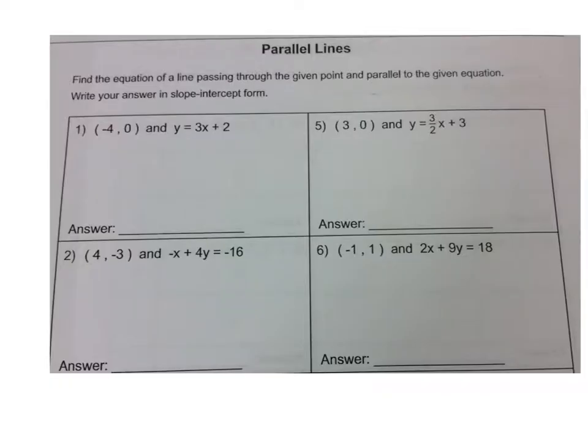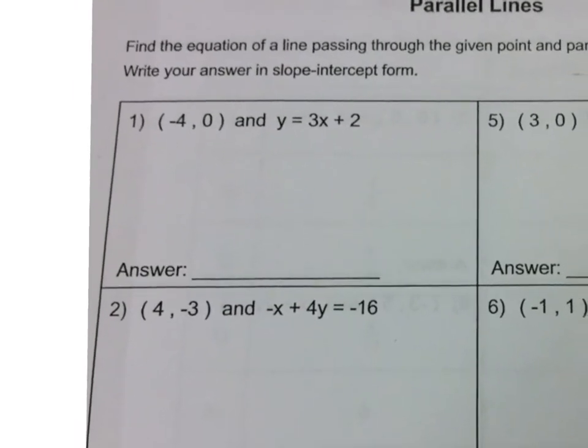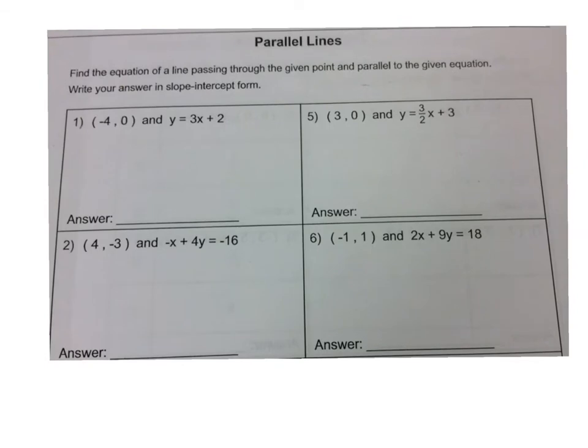If you look at the sheet that says parallel lines, here you're writing the equation of the line that goes through the given point and is parallel to the given equation. Looking at number one, you're first going to identify the slope of the line given. The slope of this given line is 3, which means the line that's parallel will also have a slope of 3, and that's all I need that line for. I'm done with it. I don't use the y-intercept of it at all.